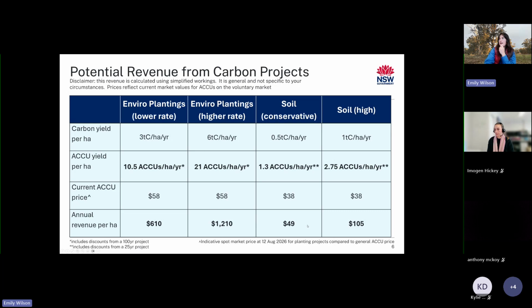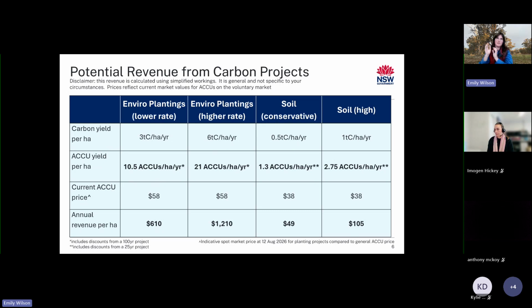When we're looking at soil, I guess there can be a bit more variation in some of the rates you might get on the same piece of land. But if we look at some more conservative amounts compared to a higher amount, if you can get 0.5 tonnes per hectare per year of carbon, which translates to 1.3 credits per year, you're going pretty well. And that's about $49 or $50 per hectare per year on top of your current agricultural system. And then if you really can drive your land and your project a bit higher, that might go up to about $100 per hectare per year.